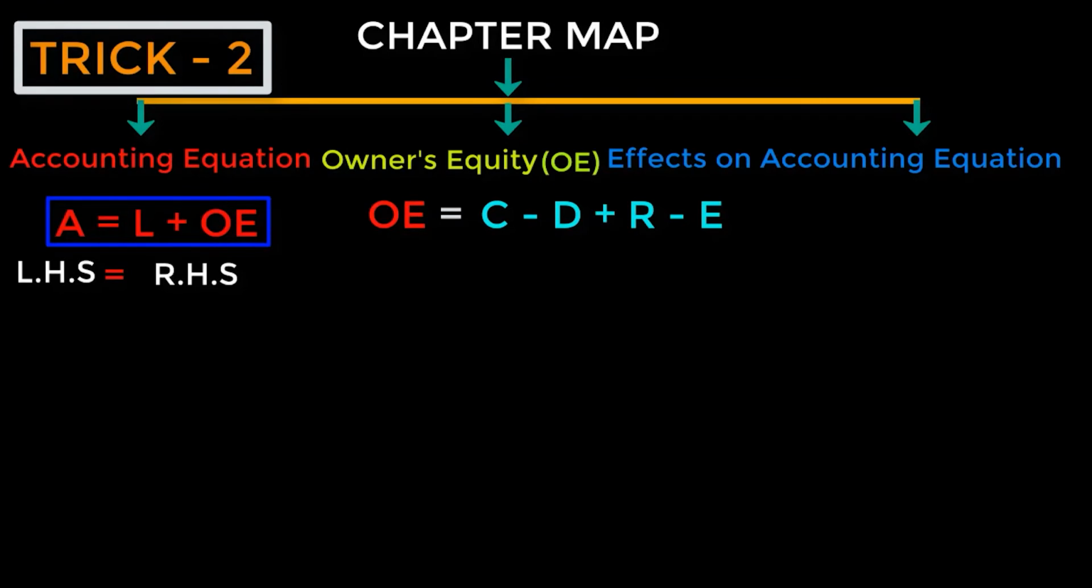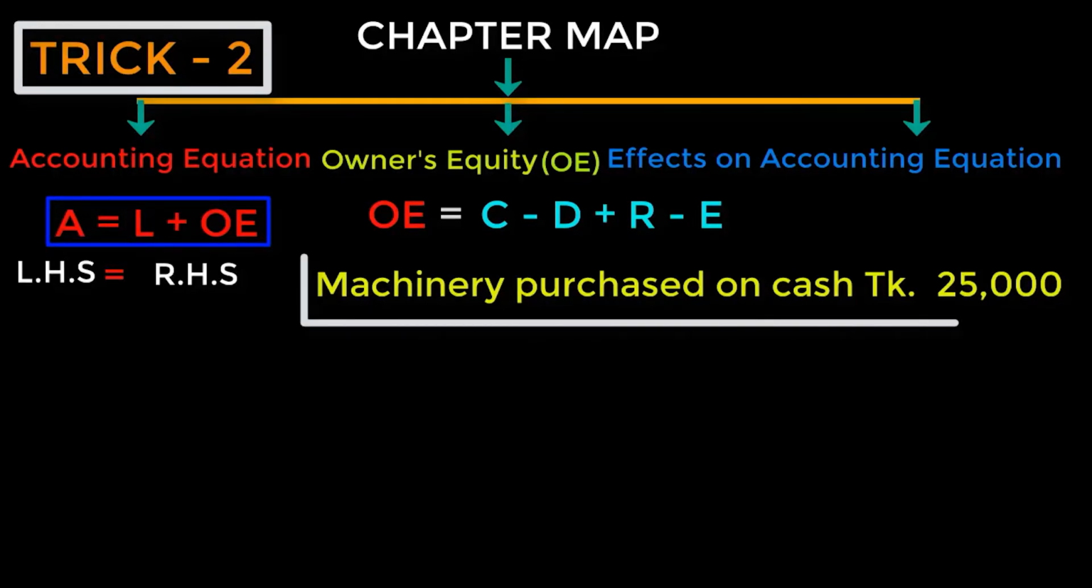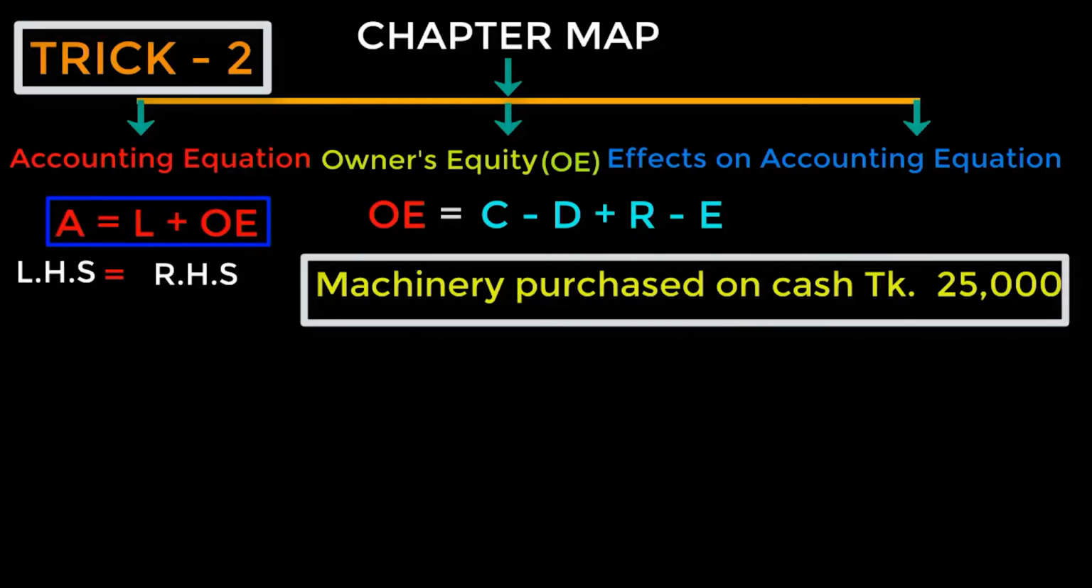When only one side of the equation gets changed, and if we get an account of that particular side as plus, then the other account of the transaction will automatically be minus on that same side. For example, machinery purchased on cash taka 25,000. In this transaction we get two accounts.